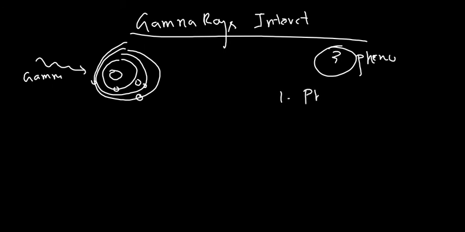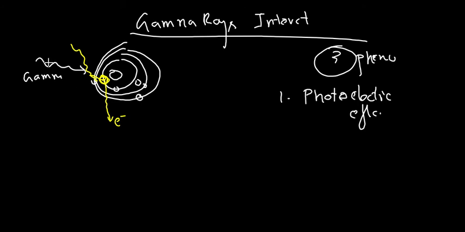The first possibility is the photoelectric effect. What is the photoelectric effect? When a gamma photon strikes an electron, because of the very high energy, it can dislodge an electron from the innermost orbit. The electron will be ejected out with the energy of the gamma photon.